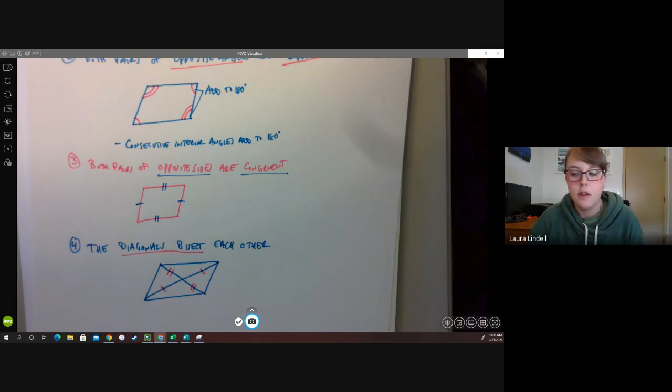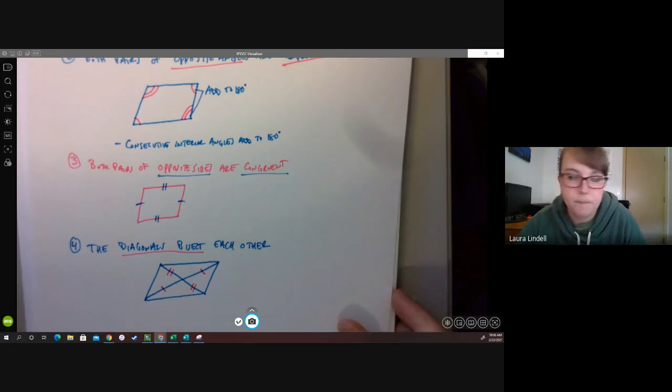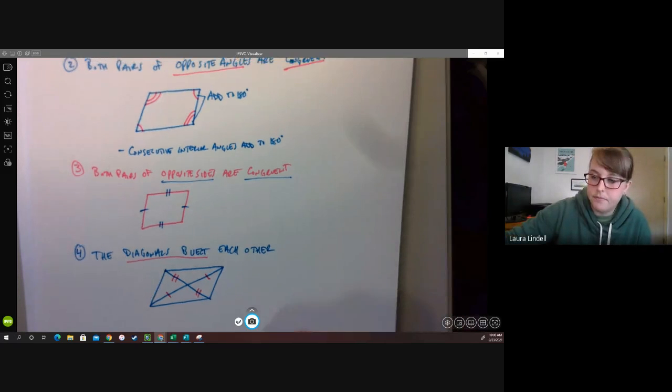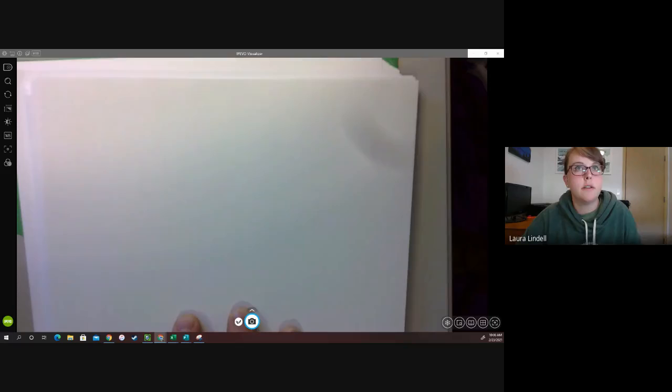Okay. So remembering our 4 properties, you probably want to keep this list nearby when you do your homework, as we're doing our examples right now. So we need both pairs of opposite sides parallel, both pairs of opposite angles congruent, and it's kind of an addendum that the consecutive interior angles add to 180. Both pairs of opposite sides are congruent, and diagonals bisect each other. Those are all going to be important to us today. So here we go. Examples.